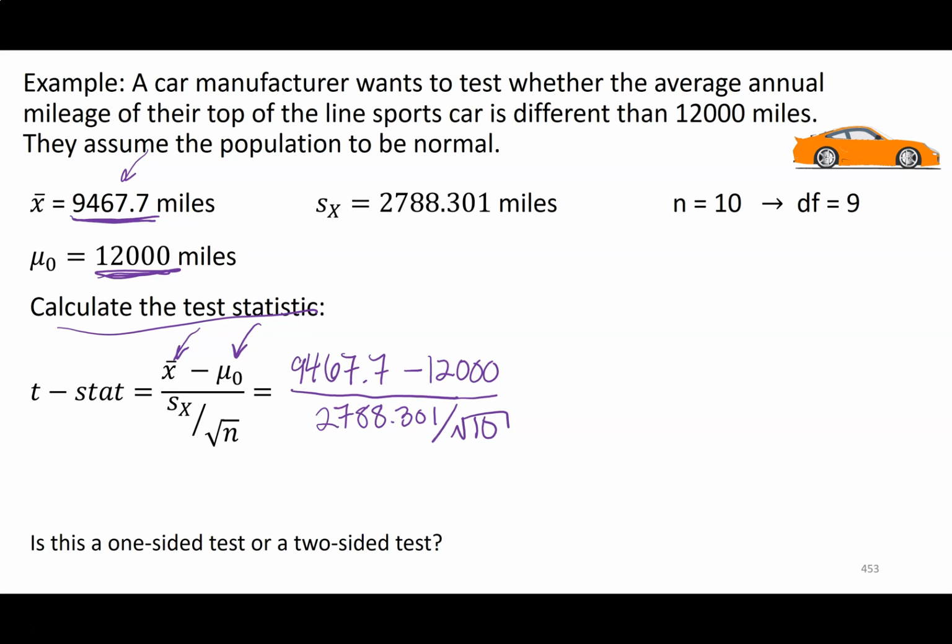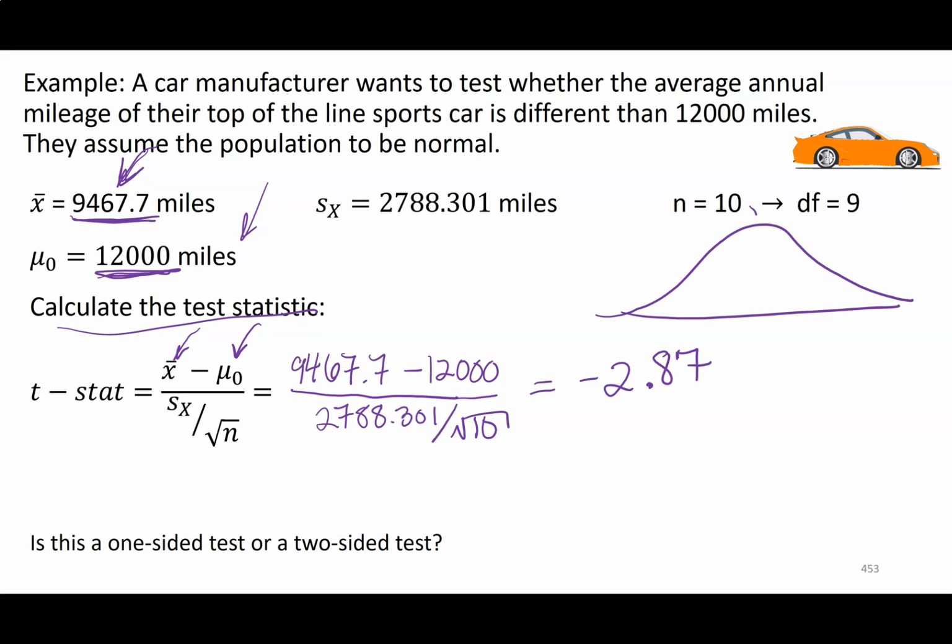And here I get something like, I didn't round until the end, but I'm going to round here, about negative 2.87. So what this is saying is this sample mean that we observed of 9,467.7 miles is about 2.87 standard errors less than 12,000.